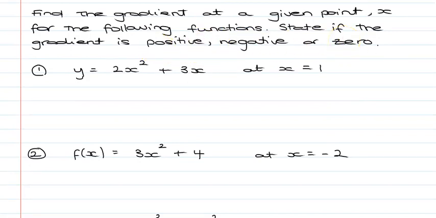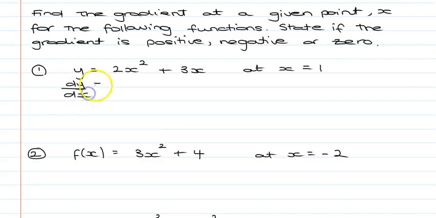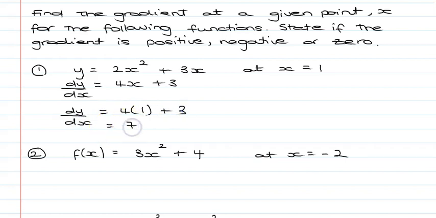So I've got a couple of examples here. y equals 2x squared plus 3x. Let's differentiate to find the gradient function. And I get 4x plus 3. Now if I substitute x equals 1 into this gradient function, I find the gradient at the point when x equals 1. So working that out, I find that the gradient is 7. This is a positive number. So at the point when x equals 1, I've got a positive gradient.